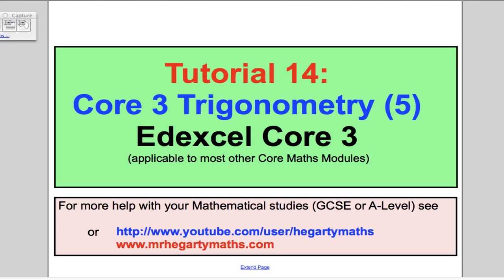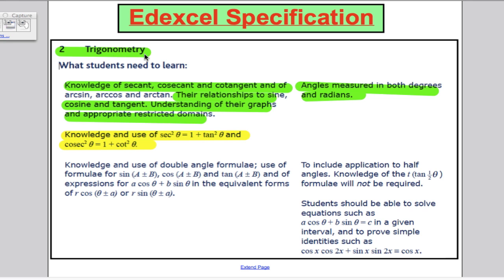Looking at the Edexcel Specification as always, what is highlighted in green is what we've done, and what we're going to do in this particular video is acquire the knowledge of two more identities and use those identities to do various things like simplify expressions and to solve equations. Let's begin straight away with the following.